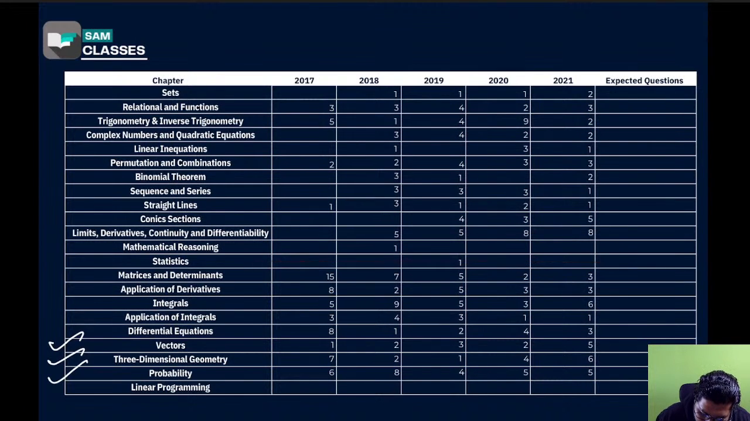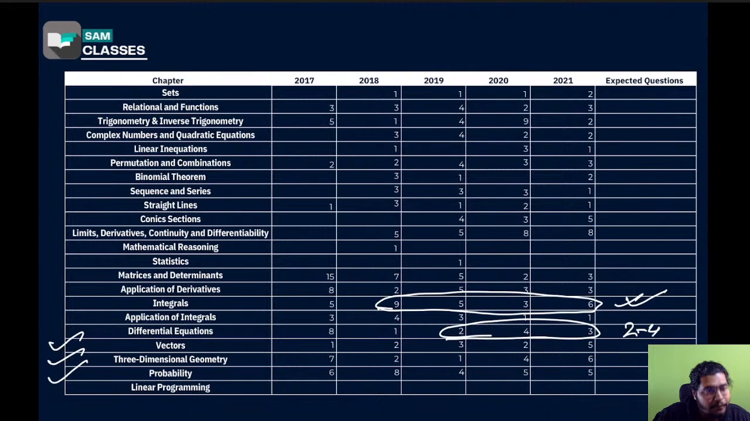Stats, none. And then AOD, again AOD is important, 3 to 5 minimum. Integrals, very, very, very important. Now for those in Comedk, integrals very, very, very important, because if you see 9, 5, 3, 6, this part is very important. AOI, 1 question or 3 max. Differential 2, 4, 3. So on an average 2, maximum 4.